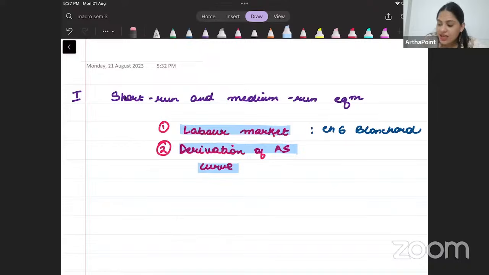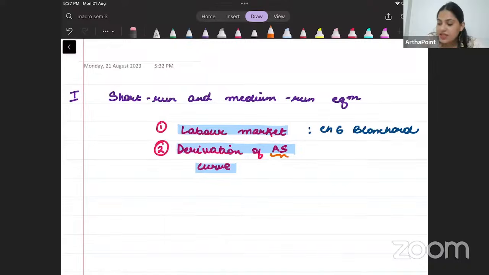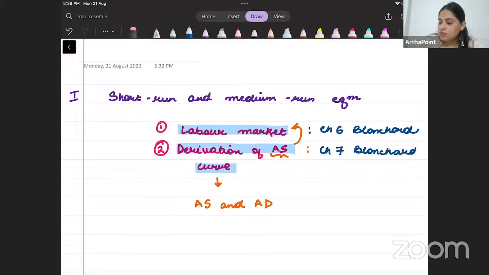ठीक है? So ये AS curve जो होता है, ये labor market से ही derive होता है. So once you understand how the labor market works, you can derive the AS curve also. And once you derive this AS curve, I want to do an interaction between the AS and AD. Okay. And that is going to be your chapter 7 of Blanchard. So we will do chapter 6 Blanchard and then we will do chapter 7 Blanchard.